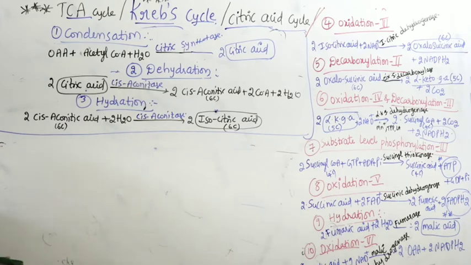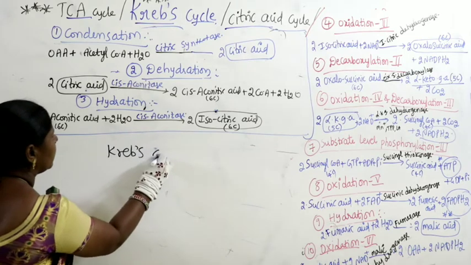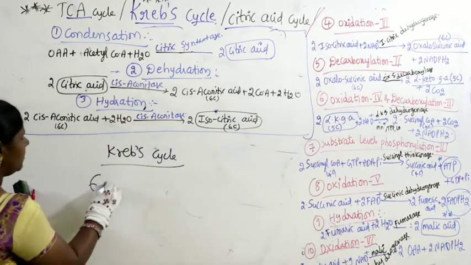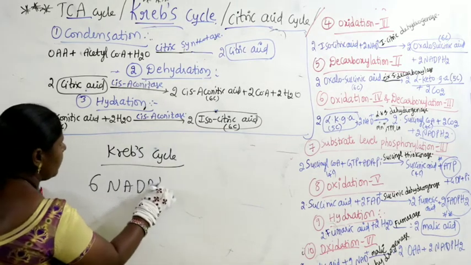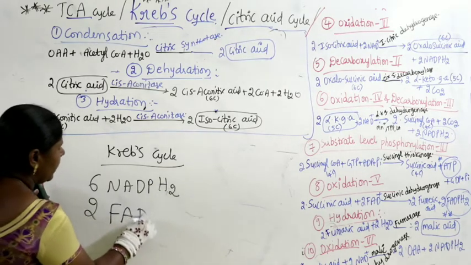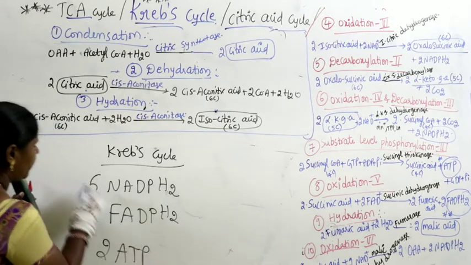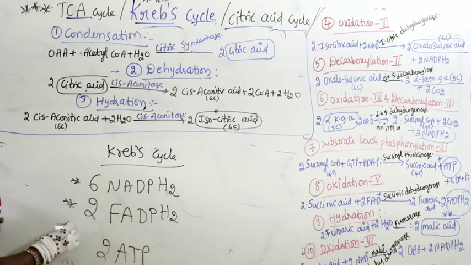This is how you have to practice and you should be thorough with the Krebs cycle. So what is the energy of the Krebs cycle altogether? In the Krebs cycle, there is a production of 6 molecules of NADPH2, 2 molecules of FADPH2 and 2 molecules of ATP. So this is the energy output produced in the Krebs cycle.